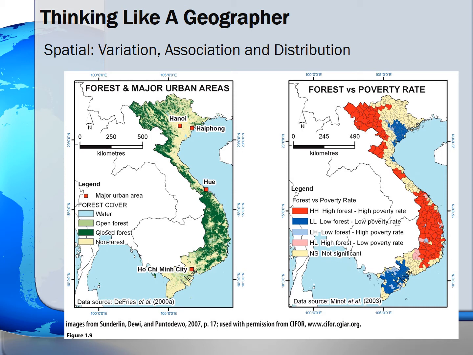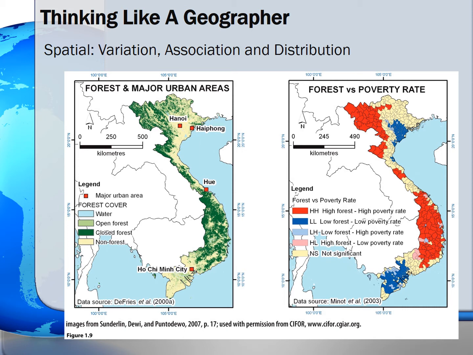Looking at the map on the right, spatial association refers to the degree to which 2 or more phenomena share similar distributions. Again, within the same country, there's a strong correlation between high forests and high poverty rates. Why do you think that is? This does not necessarily mean that one caused the other. Understanding this association demands an investigation of other factors, including economic forces, political policies, historical developments, and social practices.